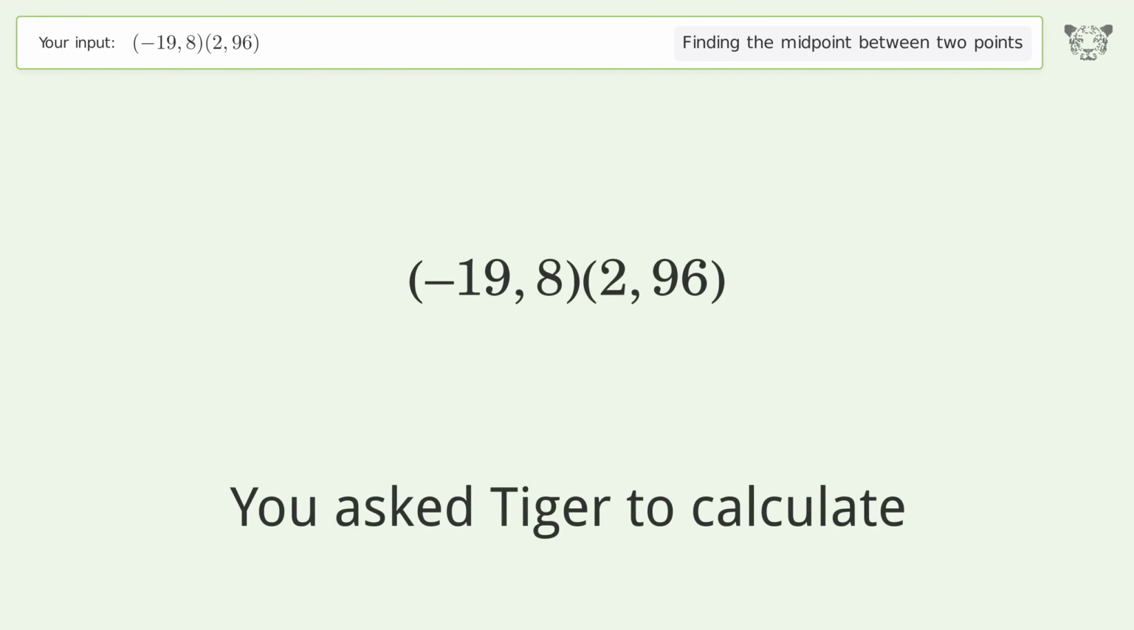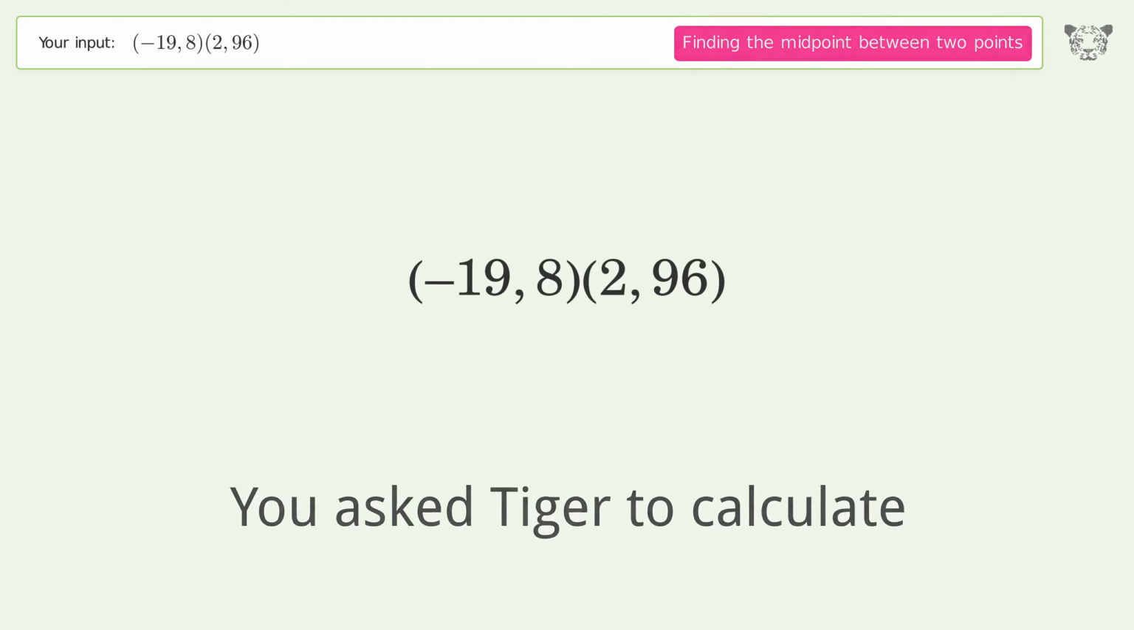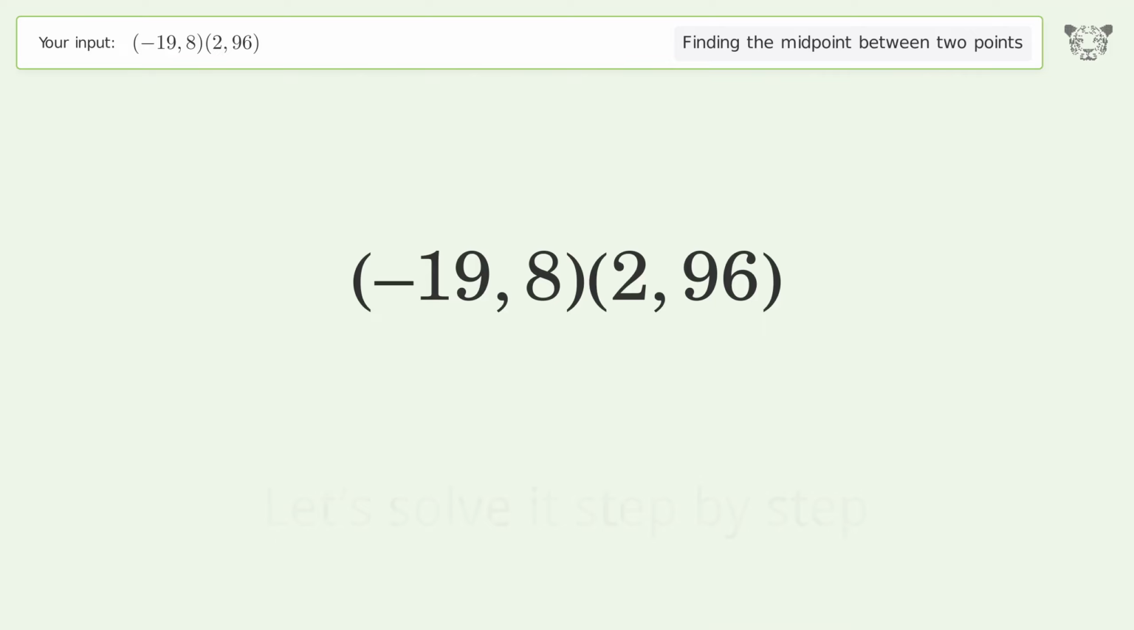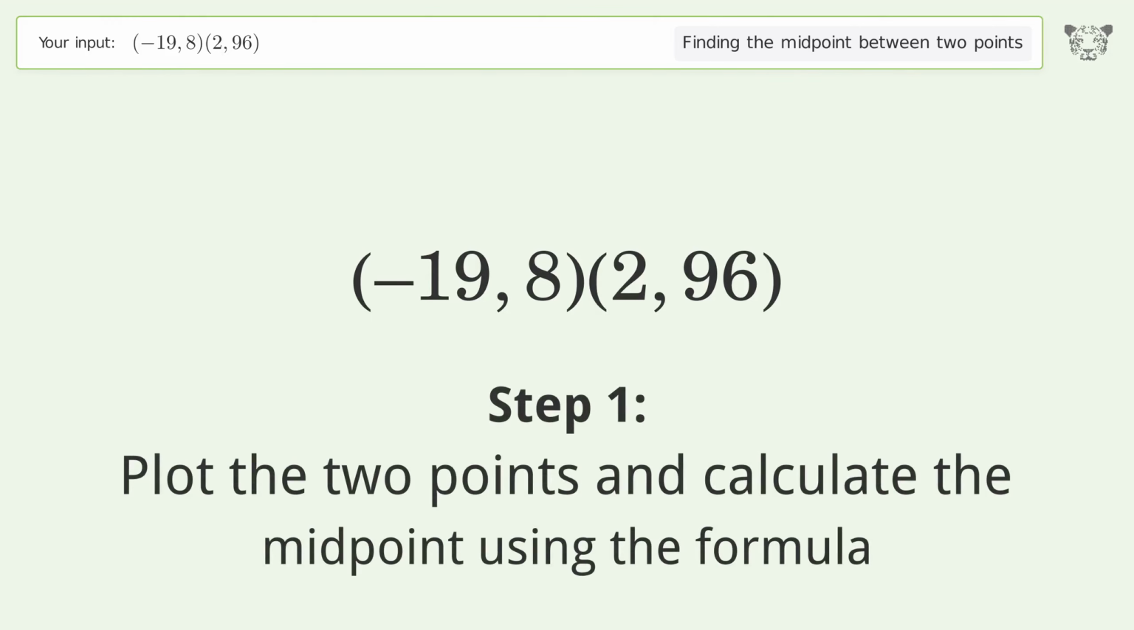You ask Tiger to calculate. This deals with finding the midpoint between 2 points. The midpoint between the 2 points is -8.552. Let's solve it step by step. Plot the 2 points and calculate the midpoint using the formula.